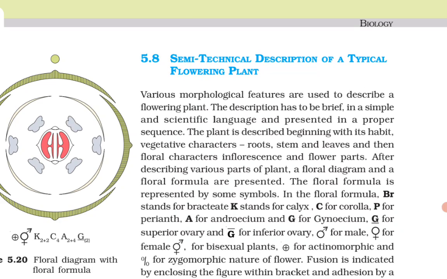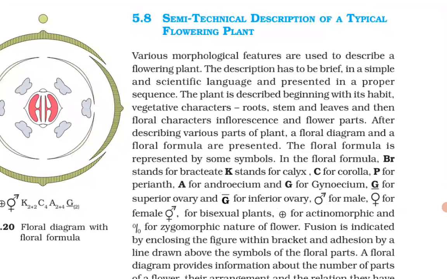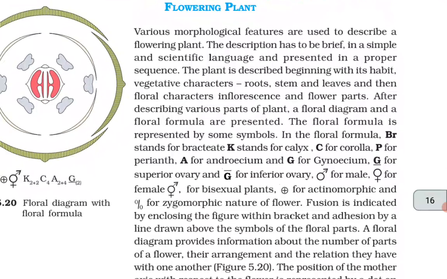Semi-technical description of a typical flowering plant. Various morphological features are used to describe a flowering plant. The description has to be brief, in a simple and scientific language, and presented in a proper sequence. The plant is described beginning with its habit, vegetative characters, roots, stems and leaves, and then floral characters, inflorescence and the flower parts. After describing various parts of the plant, a floral diagram and the floral formula are presented.